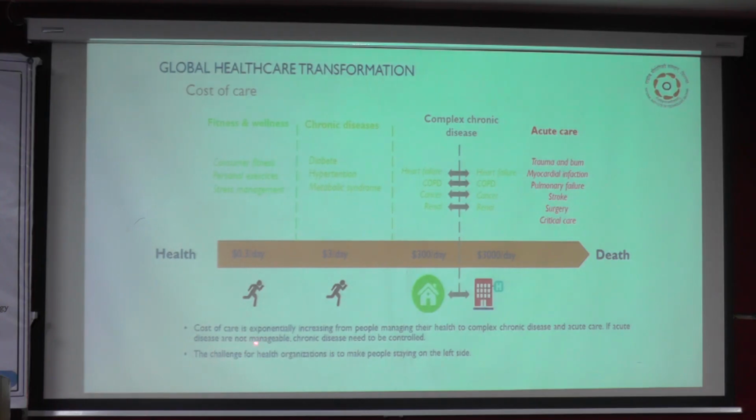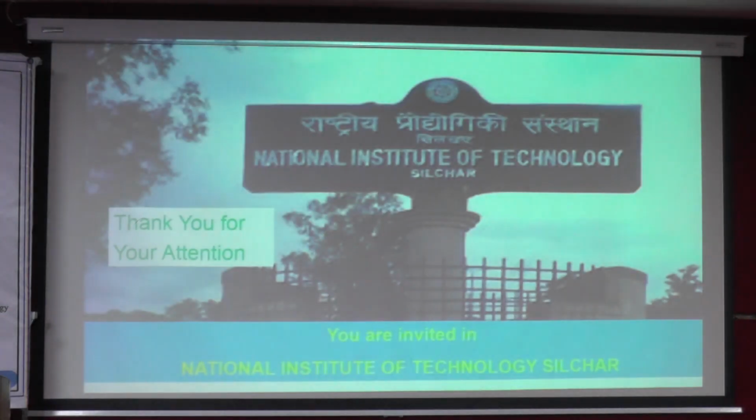If acute diseases are not manageable, chronic disease needs to be controlled. That means we have to restrict ourselves to this band only. For that, we need the help of technology. Without technology, we cannot. That's why physical exercise, different types of wearables nowadays, and medical devices we can use, and we can monitor our body vitals all the time and take precautions at the proper time. So that's why it is very, very important. Thank you.